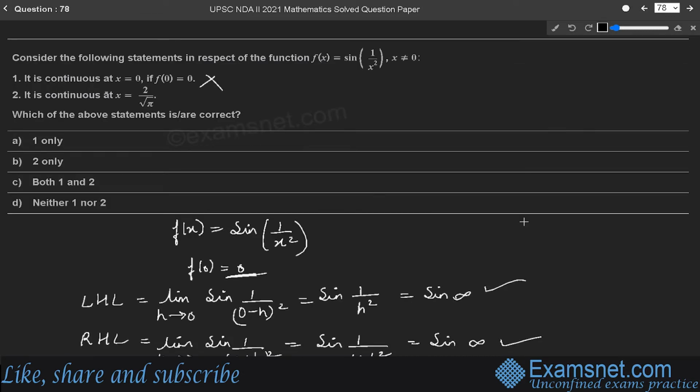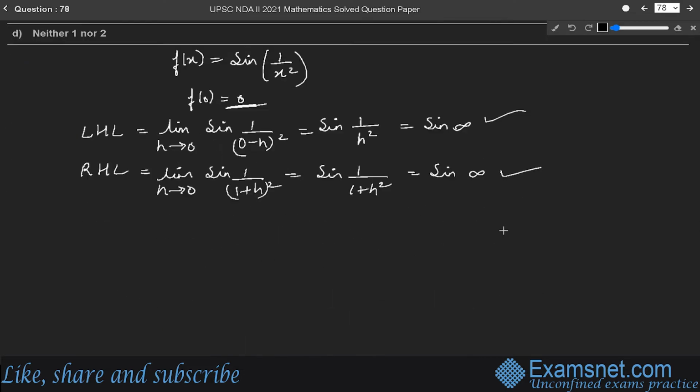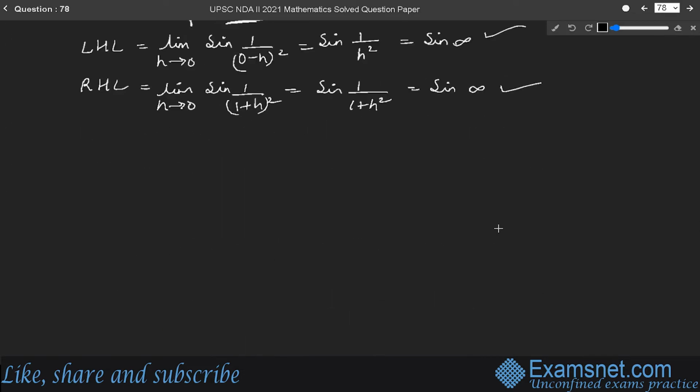Second statement says that it is continuous at x is equals to 2 by root pi. So in the place of x we have to put 2 by root pi. So f of 2 by root pi will be equals to sine pi by 4, which gives 1 upon root 2. We know that sine pi by 4 is 1 upon root 2. Now let us look at the left hand limit.